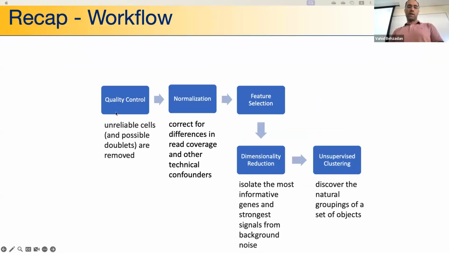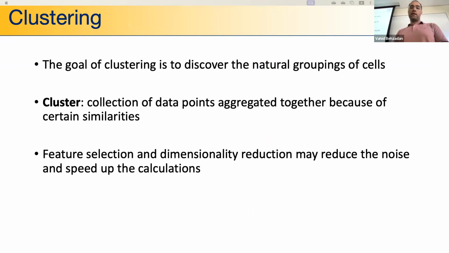So far we've talked about quality control, normalization, feature selection, dimensionality reduction, and something else that we can do is to perform unsupervised clustering, right? And basically, the goal of clustering is to discover the natural grouping of cells. So if we assume that the specific tissue has different cell types, so that means these cell types are separated, right? So we can cluster them.